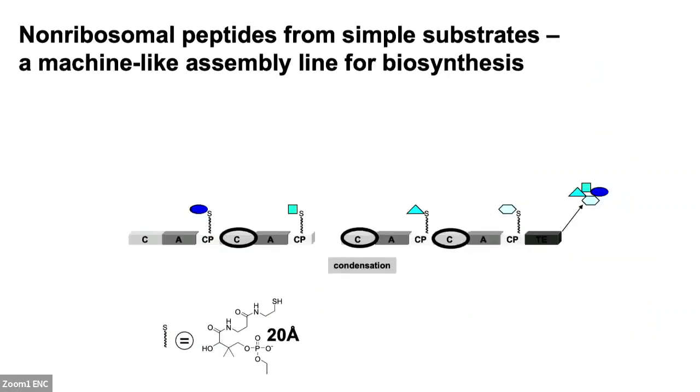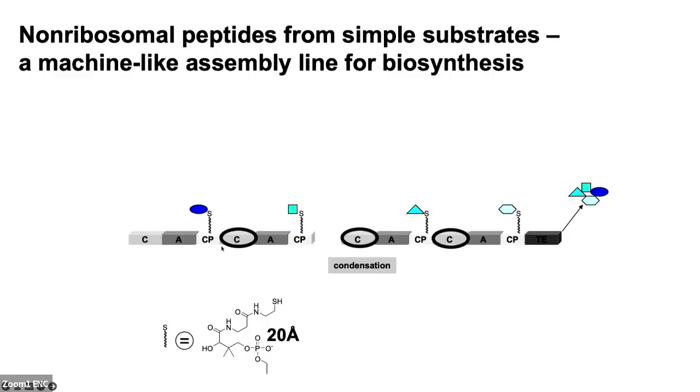As diverse as these non-ribosomal peptides are, they are made in a very standard assembly-like manner. What you have are these massive mega-Dalton enzymatic systems called, not surprisingly, non-ribosomal peptide synthetases, and I'm going to refer to them as NRPSs. You have these massive enzymatic systems that have domains and modules that do the work.